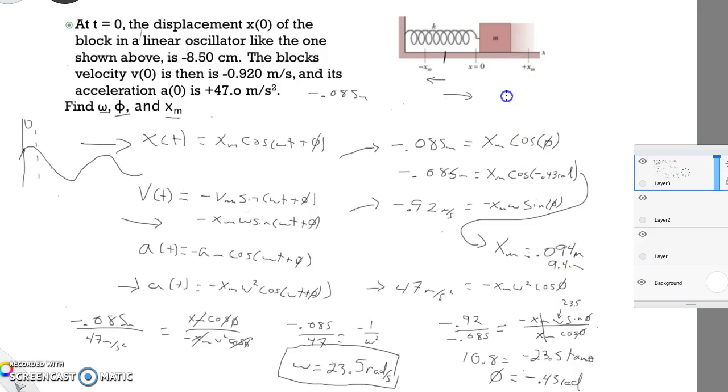Okay, so after all this, we can now write our equation. x of t equals 0.094 meters times cosine of 23.5 t minus 0.43. Okay, and there is our equation. And just one last note, using your knowledge of trig, you can shift this by a cycle if you want and add 2 pi to it, and get the same result.